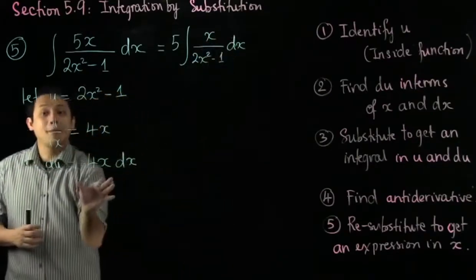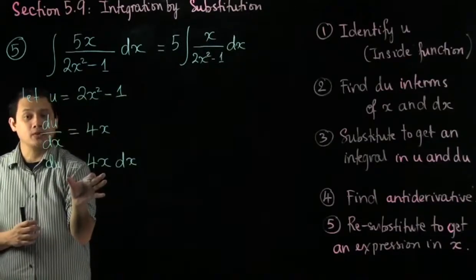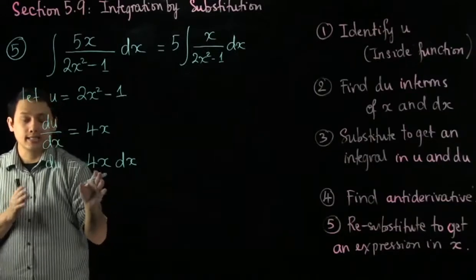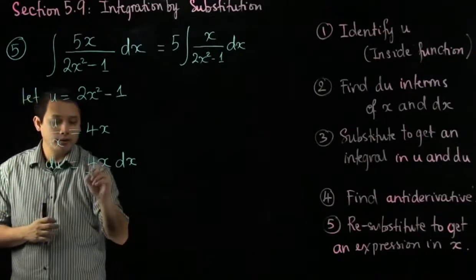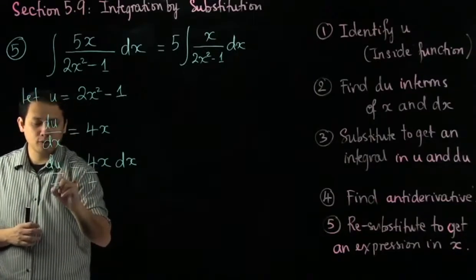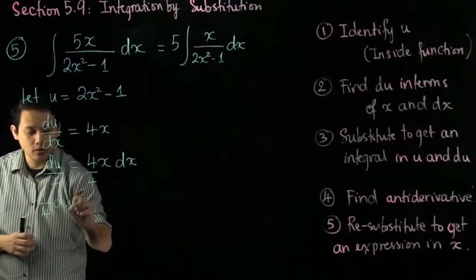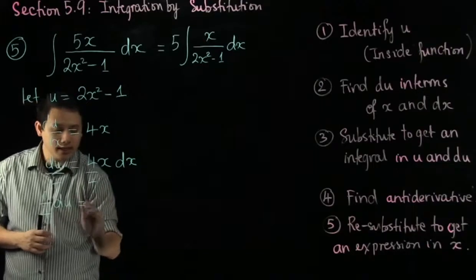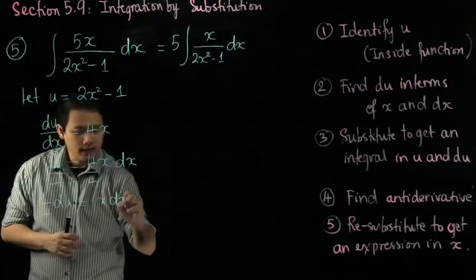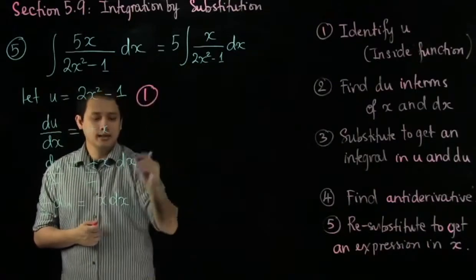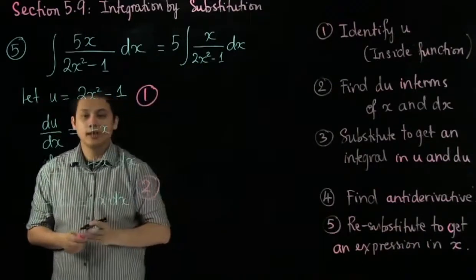And because of that, I go back to the substitution part here and I say, okay, I have something related to x dx. I just need to get rid of the number 4. So you divide both sides by 4. It becomes 1 over 4 du equal to x dx. This is the first step. This is the second step.